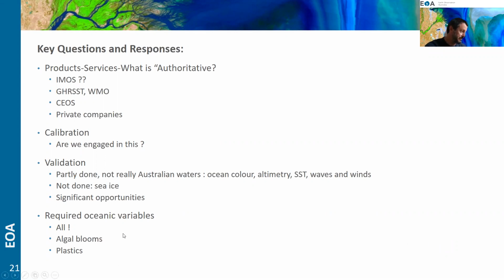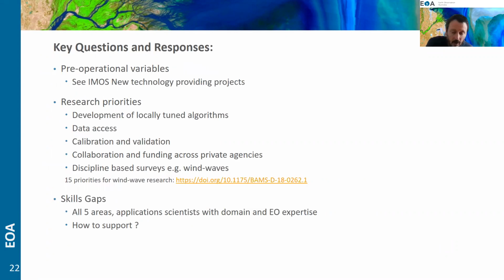What variables did people want? Well, pretty much all of them. But there were some specific requests for more detailed algal bloom products, and also looking at plastics and microplastics on the ocean surface. All right.